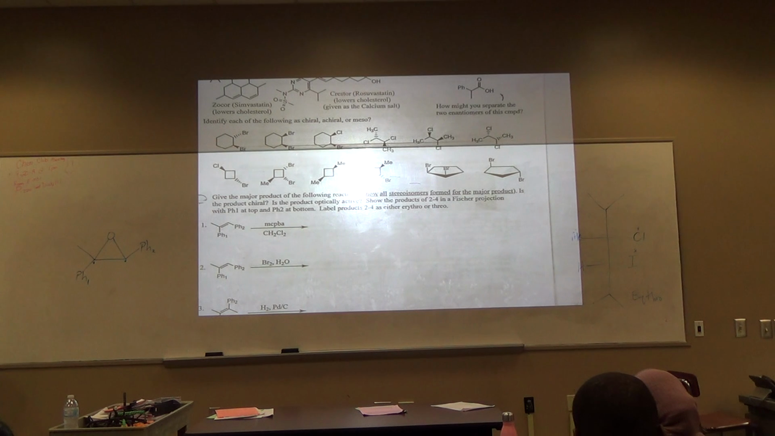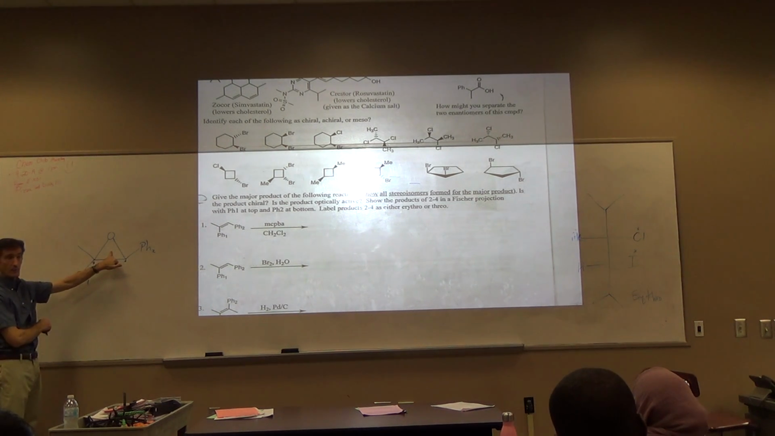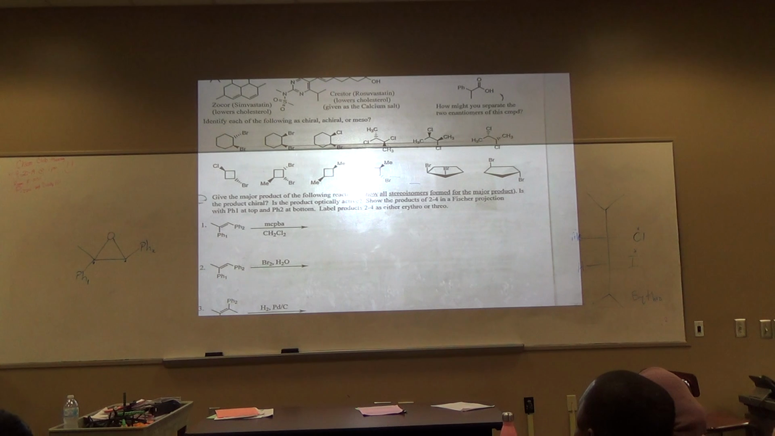Okay. What's going to be the stereochemistry of this product? What stereochemistry is possible? Well, we do have a ring. And when you have groups on a ring, they can be cis or trans on the ring.